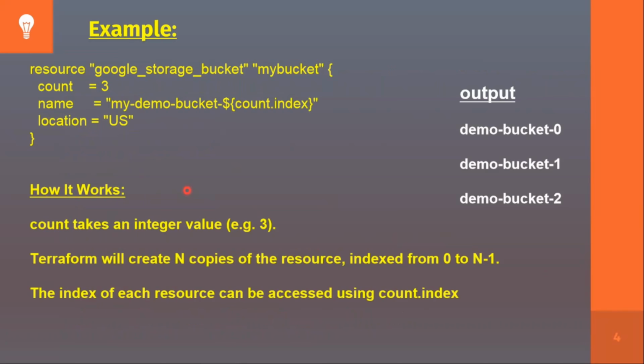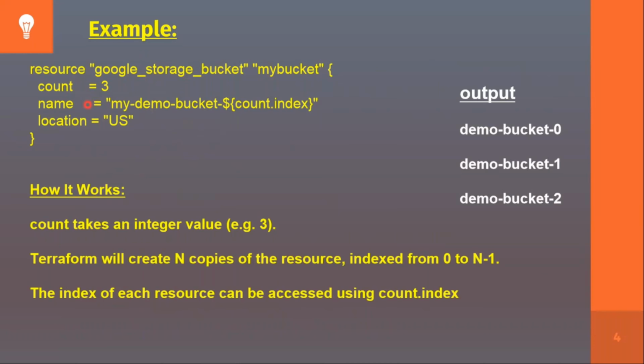So this is a sample example for showing the demo of a count meta argument. If you see here, there is one resource block. A resource block always starts with the resource keyword. After that, I am going to create one resource called storage bucket. That's why this resource type is google_storage_bucket. After that, this is my resource name, my bucket. In open brace and close brace, I have included my arguments. First, I have included my count meta argument, that is count equals 3, which means it is going to create 3 buckets in the GCP cloud platform.